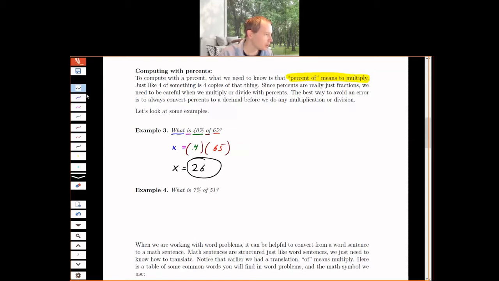Okay. So what is 7% of 51? I do the same thing. I convert it. What is my unknown is 7%. Percent of is multiply. So I'm just going to take 0.07 times 51, and I get 3.57.